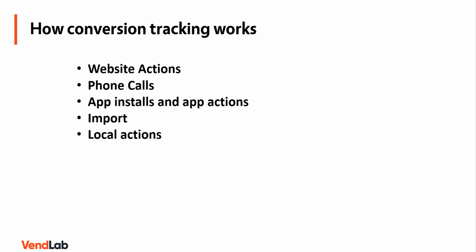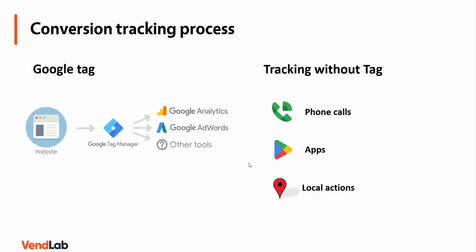Import is where customer activity begins online but finishes offline. For example, when a customer clicks on an ad and submits an inquiry on a form but later makes a purchase. For example, if you were selling a car, you would click on and make an inquiry online, go into the showroom and buy the car, and that could be traced back to the Google ad. Local actions are actions which are tracked when a user interacts with an ad that is specific to a physical location or shop. So what is the conversion tracking process?